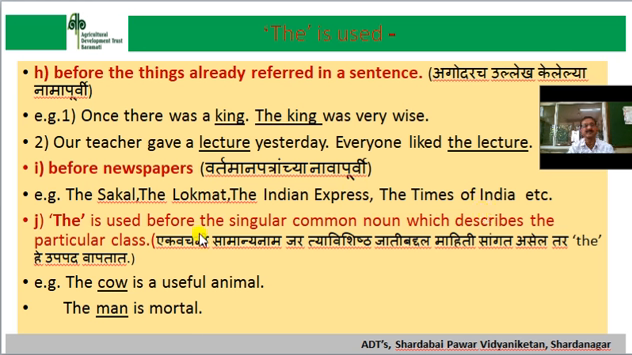The is used before a singular common noun which describes a particular class. Here, the cow is a useful animal. Here, cow is a common noun and it represents the whole class of animals. That's why the is used before cow. Next example, the man is mortal. Here, man is a common noun and man also represents all human beings. That's why the is used before man.